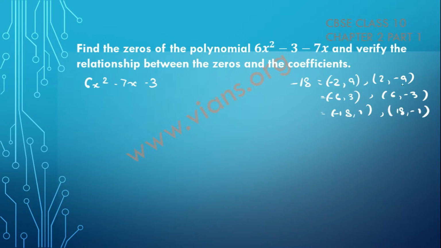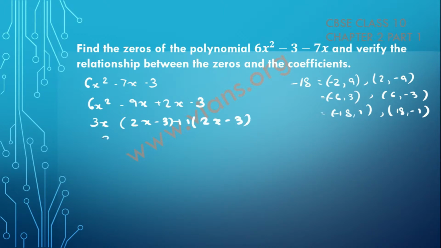Now if you see, the only pair out of this that's going to give us minus 7x is 2 and minus 9. So that could be written as 6x square minus 9x plus 2x minus 3, which is nothing but, if I remove 3x from this, I'm going to get 2x minus 3. Right, so this can be solved as this, and since we are finding zeros, this is going to be equal to 0. So x is equal to minus 1 by 3 or minus 3 by 2. Sorry, x is going to be equal to plus 3 by 2.